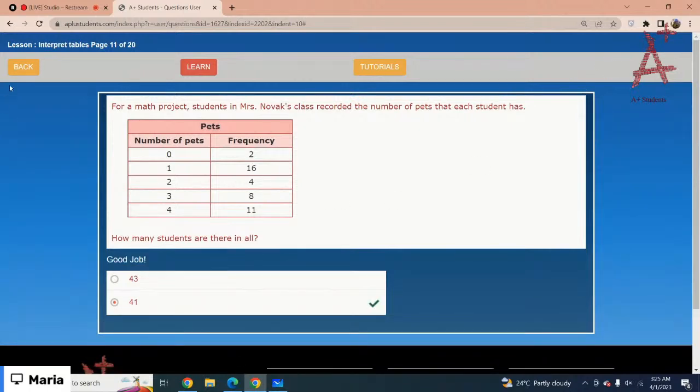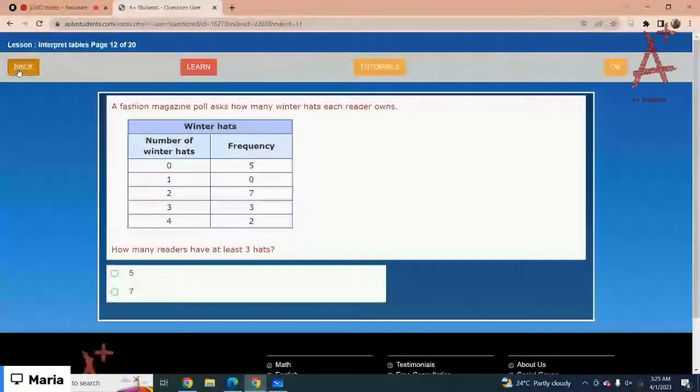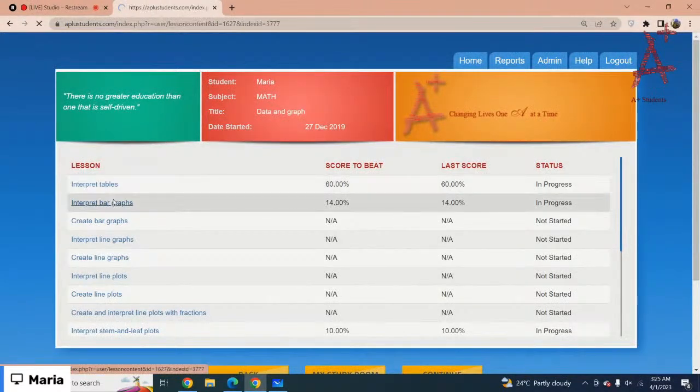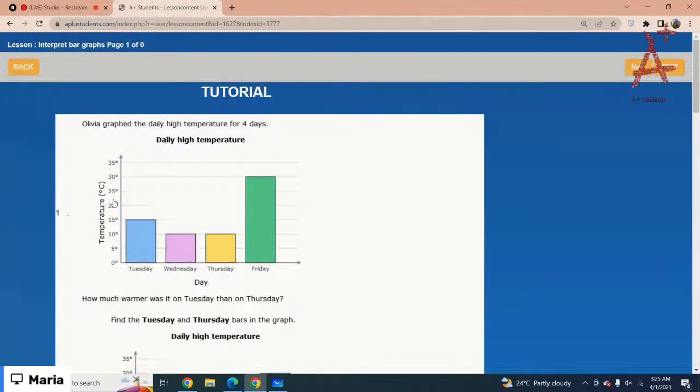Okay, you can complete the test by yourself later today. Let me just go back and start with the next lesson. Got it? The next lesson is interpret bar graphs. Let's just start with the first lesson, that is interpret bar graphs.